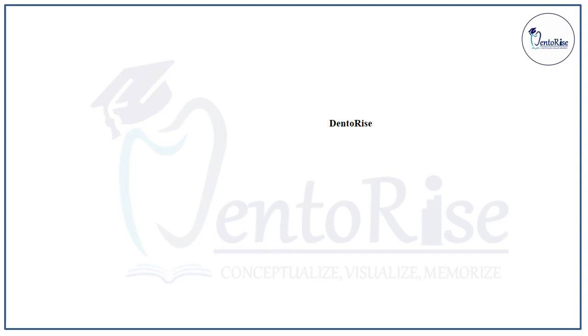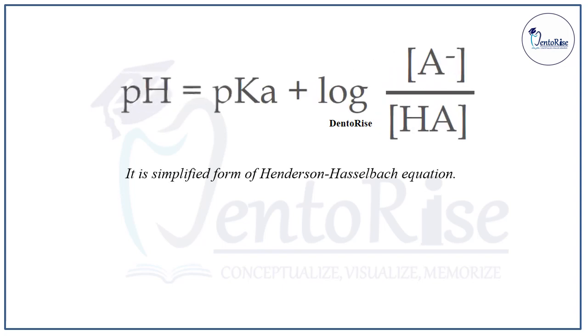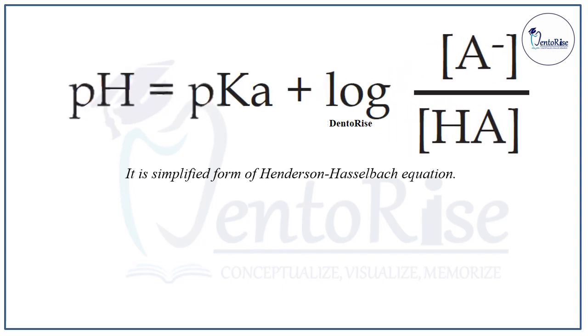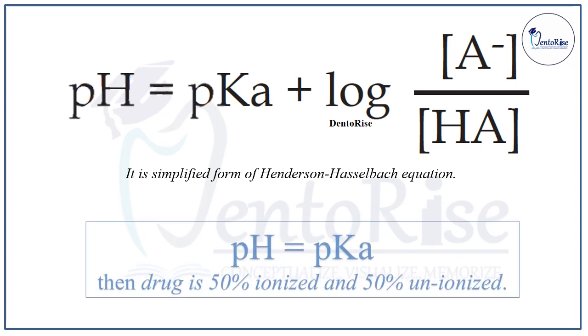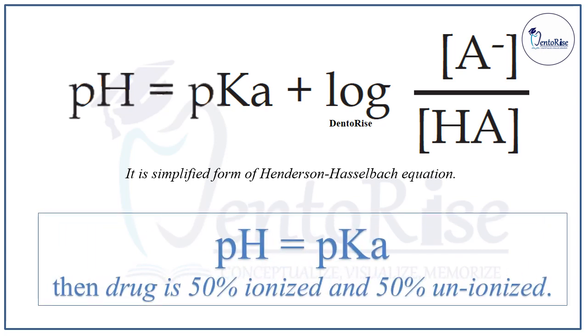Let's try to simplify the concept of ionized and unionized drugs. It can be explained with the help of the Henderson-Hasselbalch equation, which is given in the video. So, simplifying this entire concept, key point number 1: whenever the pH is equal to pKa, the drug is 50% ionized and 50% unionized. That means 50% of the drug is water soluble and 50% of the drug is lipid soluble, as we have already discussed.